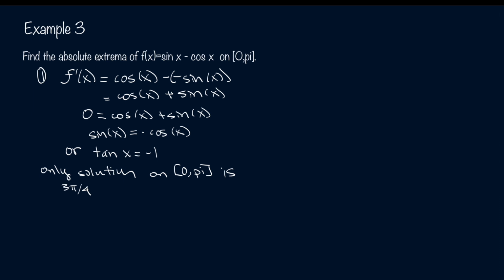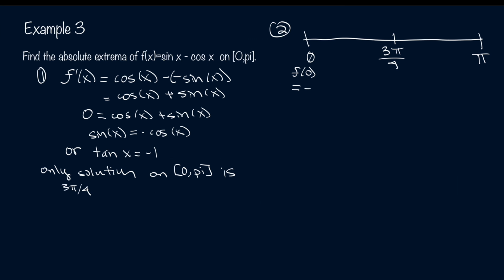Now, what we can do is make our number line. So we already know our two endpoints, which are going to be 0 and pi. And now we know our critical point, which is going to be 3 pi over 4. So all we have to do is remember, plug that into our original equation. So f of 0 is going to equal negative 1. f of 3 pi over 4 is going to give us the square root of 2. And then f of pi is going to give us 1.